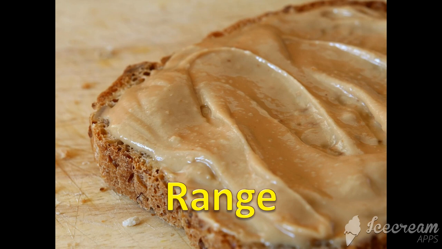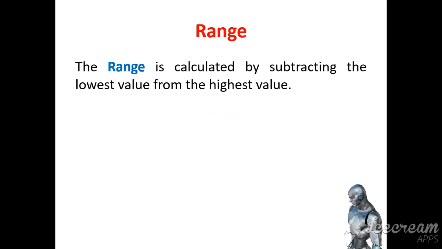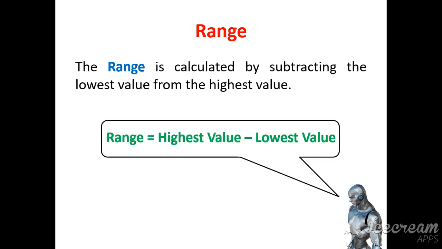We're going to now talk about a statistic called the range. The range is a number that tells us how spread out or how varied the set of data is. The range is calculated by subtracting the lowest value from the highest value. So range is equal to highest value, subtract lowest value.